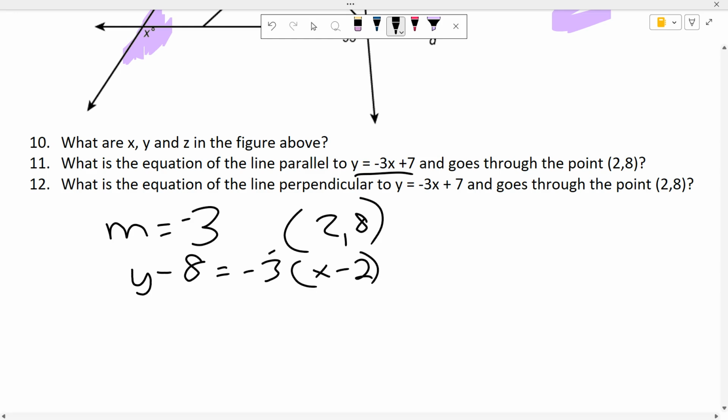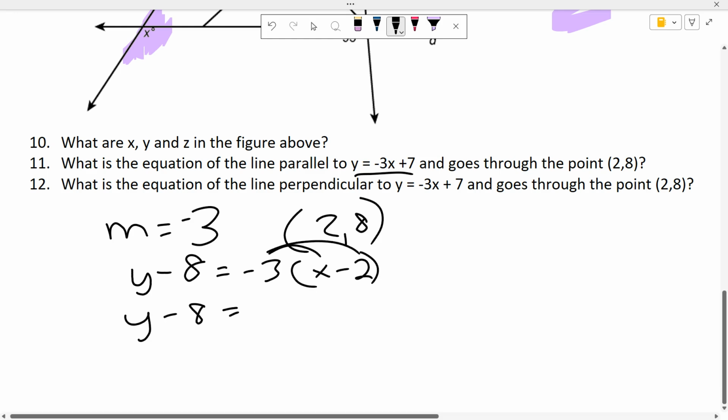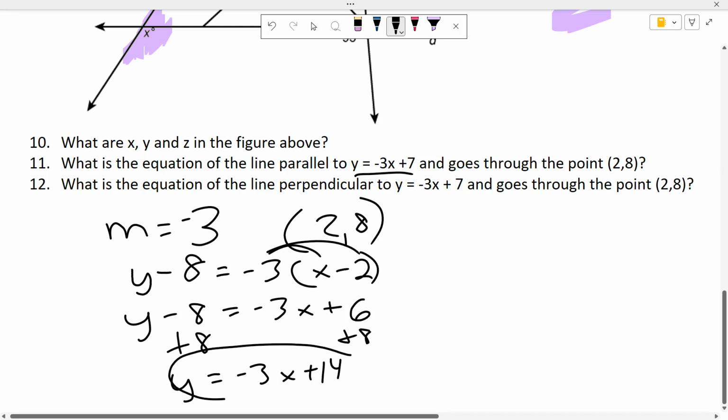At this point, we distribute. So y minus 8 equals -3x plus 6. Then what do we do? Add 8, because we want to get y alone. So y equals -3x plus 14. This line is parallel to that line and goes through (2, 8).